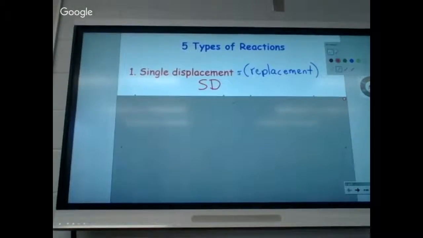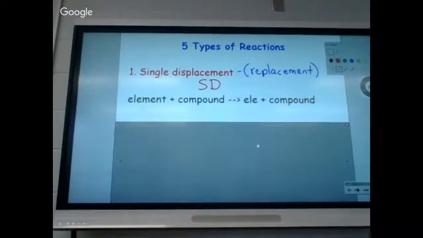Because if you come up to me and say, Ms. Wall, I just used the wrong one, and it's S, I'm going to assume it's synthesis, and I'm not giving you credit. All right? Now, single displacement is an element plus a compound, and you get an element plus a compound.